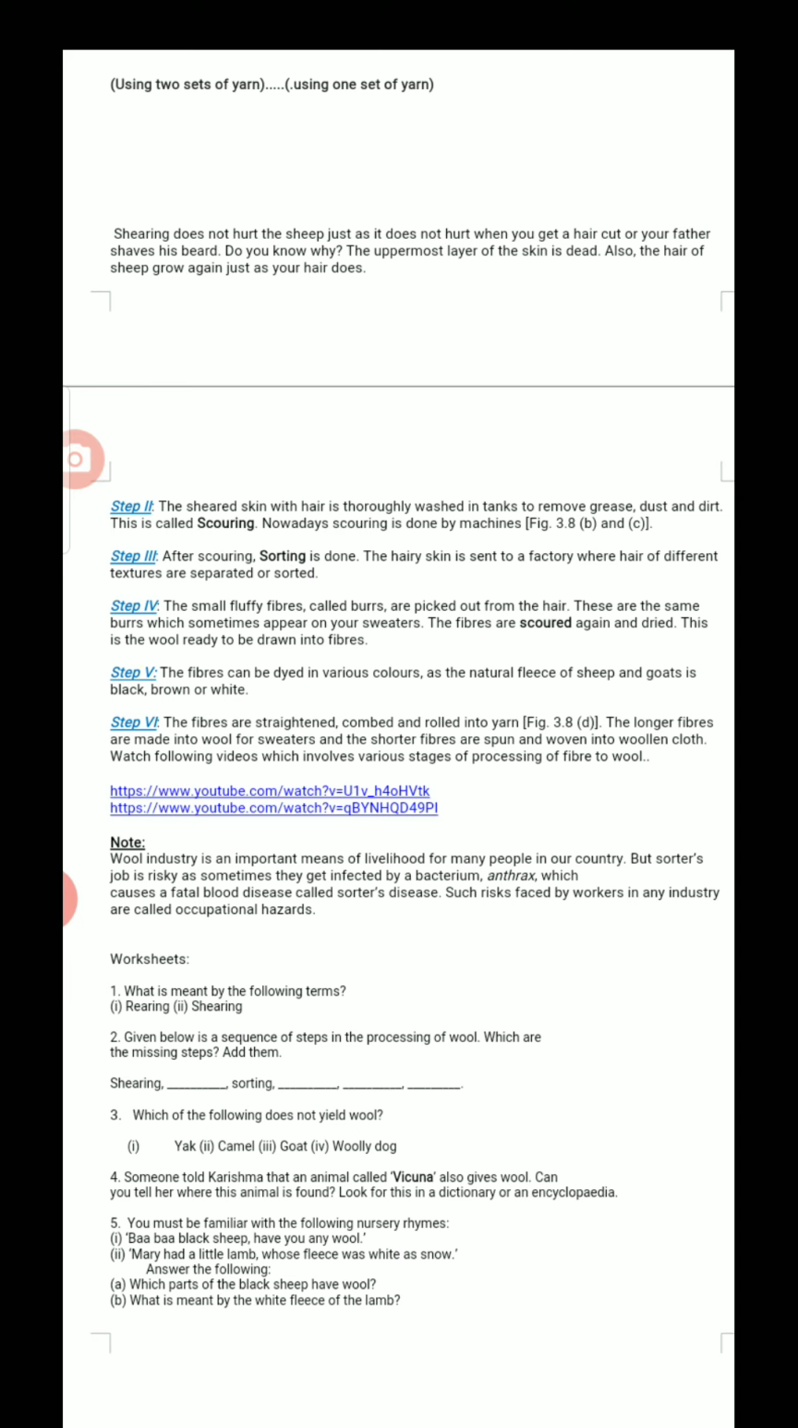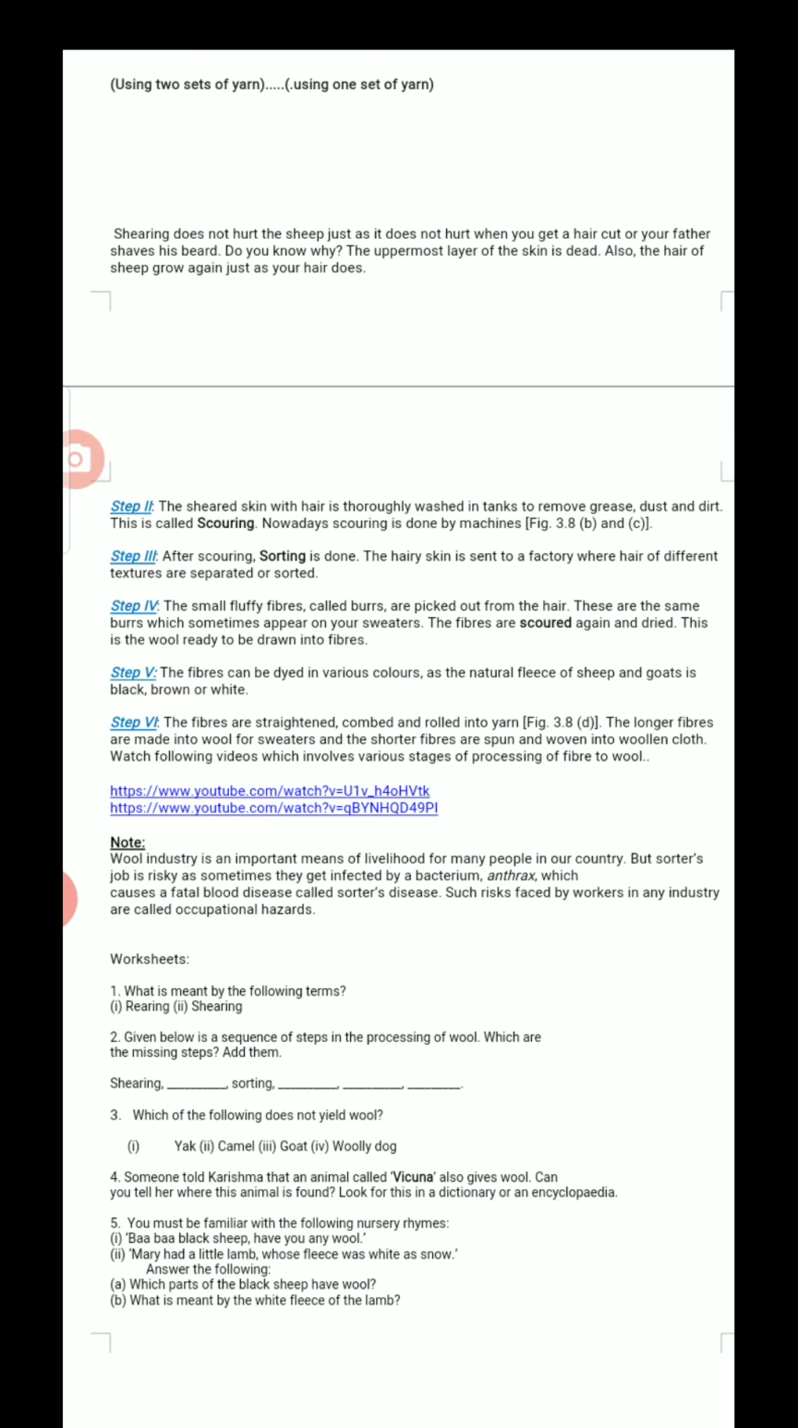Step 5. Now we discuss about step 5. Generally, the fiber which we obtain naturally contains white, black, or brown color. We apply dyes to get the colors. This process is done in step 5. Step 6. This fiber is straightened, combed, and rolled into yarn. This yarn can be used for making sweaters and other cloth things. This total process you can see in following videos very clearly. So go through the videos, try to understand all the steps, write in your own words.